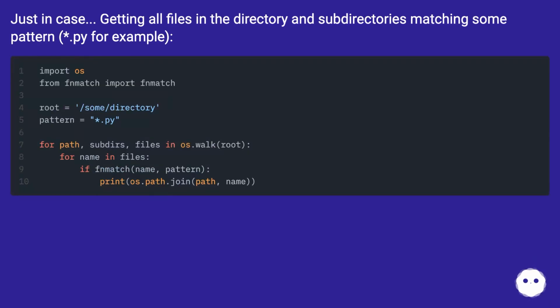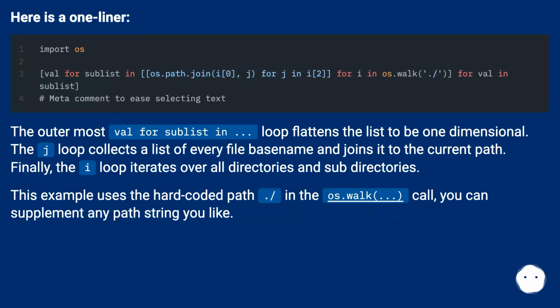Just in case, getting all files in the directory and subdirectories matching some pattern, *.py for example. Here is a one-liner. The outermost "val for sublist in ..." loop flattens the list to be one-dimensional. The j loop collects a list of every file base name and joins it to the current path. Finally, the i loop iterates over all directories and subdirectories.